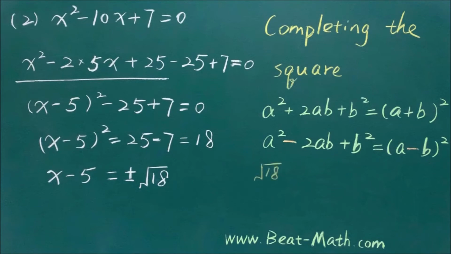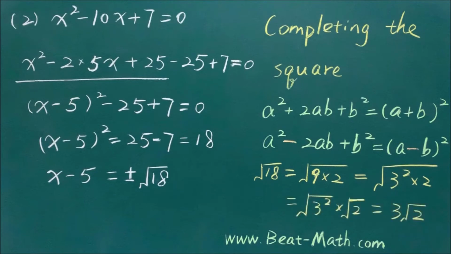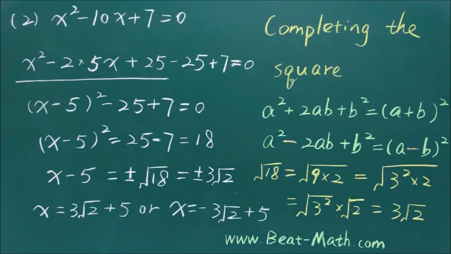The square root of 18 is the square root of 9 times 2, or the square root of 3 squared times 2. So that means x minus 5 equals 3 times the square root of 2, or x minus 5 equals negative 3 times the square root of 2. So the solution is x equals 3 times the square root of 2 plus 5, or x equals negative 3 times the square root of 2 plus 5.